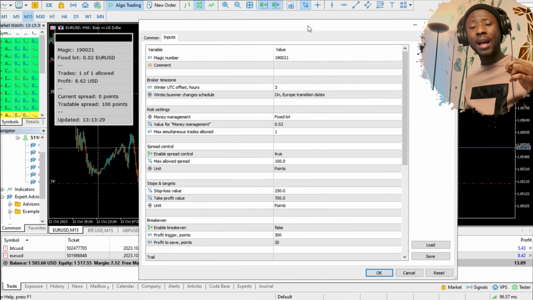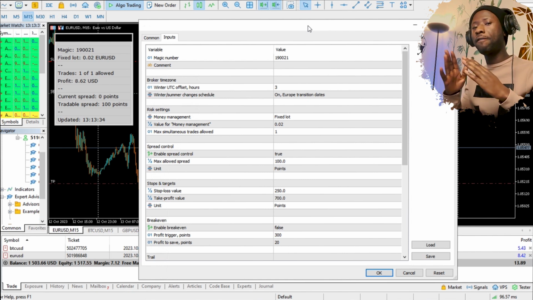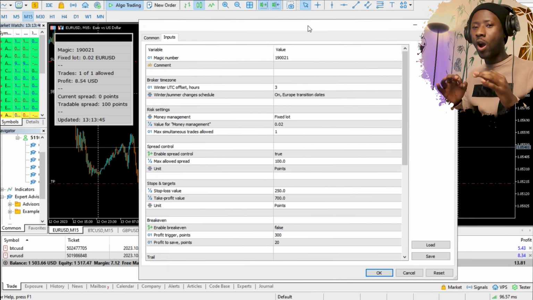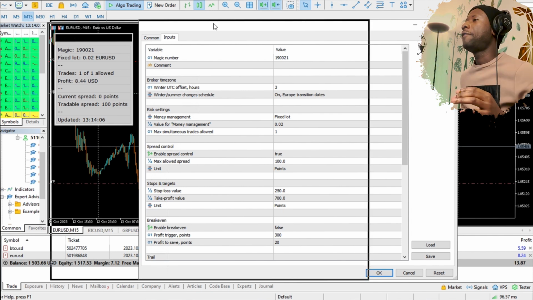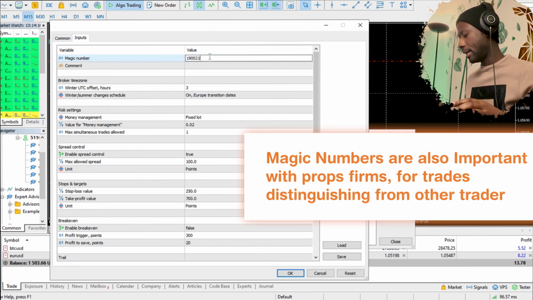But the magic number comes in handy when I want to use the same robot on different pairs that will be trading in different time frames. That is where I must modify the magic number. I must change it so that it won't clash. As I was saying guys, if you don't understand anything, comment in the comment section. You just come here and you modify the number. Put any number that you want in there.